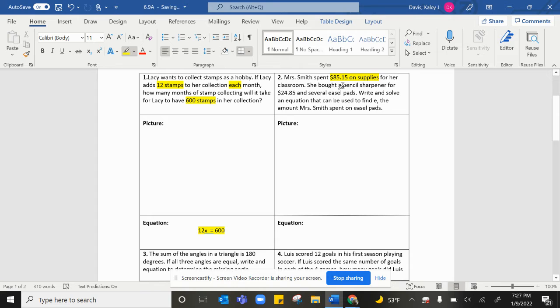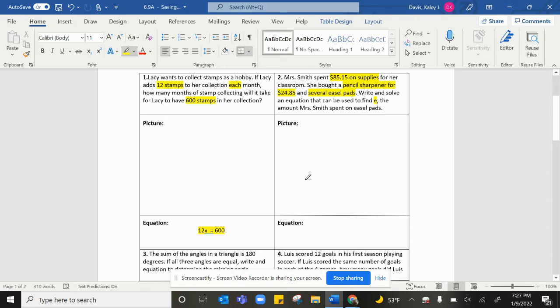She bought a pencil sharpener for $24.85. And let's go ahead and highlight the easel pads as well. So write and solve an equation that can be used to find E. So that gives you your variable there.